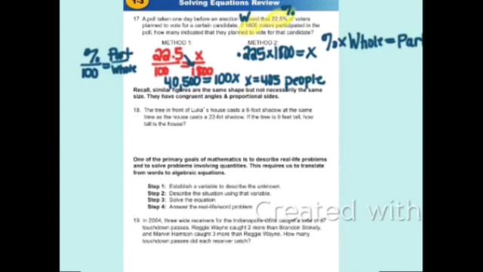And speaking of similar figures, recall that similar figures are the same shape, but not necessarily the same size. And they have congruent angles, but their sides are proportional. So you may remember when we studied similarity in geometry, we were able to use proportions to find missing lengths in similar figures. So taking a look at this example, the tree in front of Luca's house casts a 6-foot shadow at the same time as the house casts a 22-foot shadow. Actually it says foot, but typo. If the tree is 9 feet tall, how tall is the house?